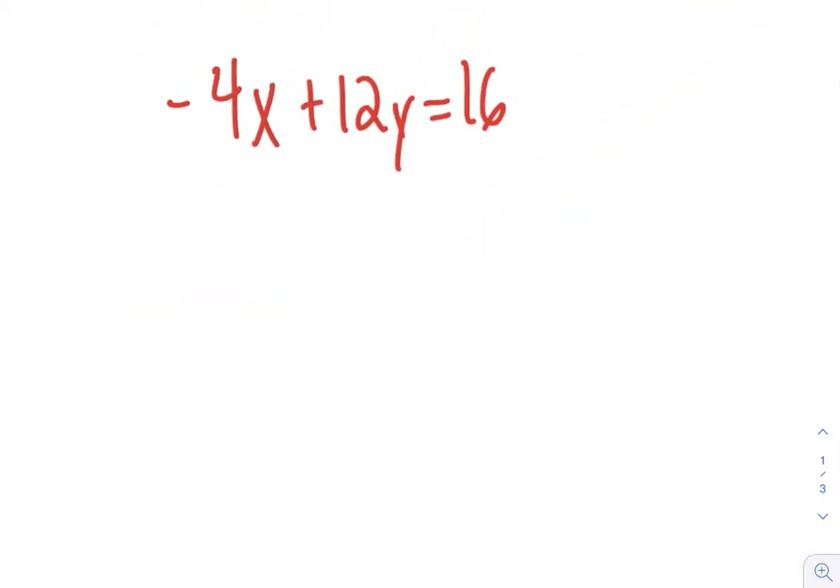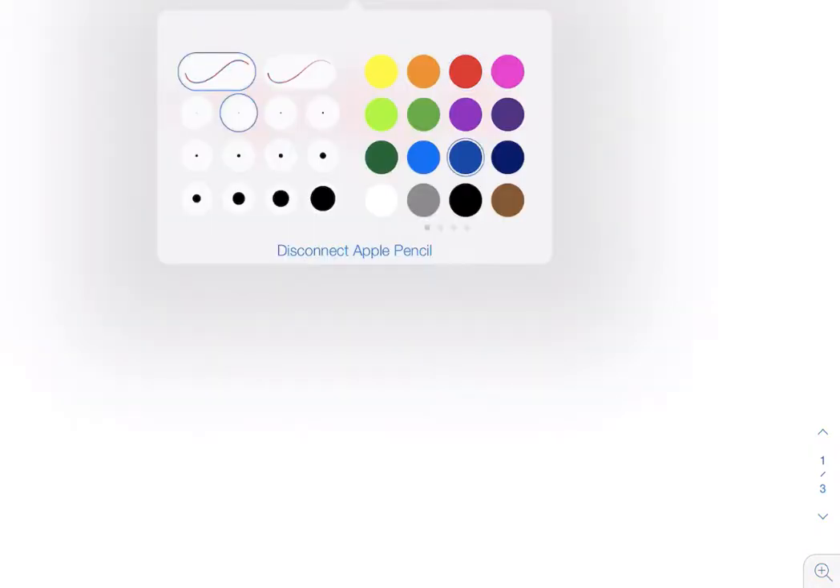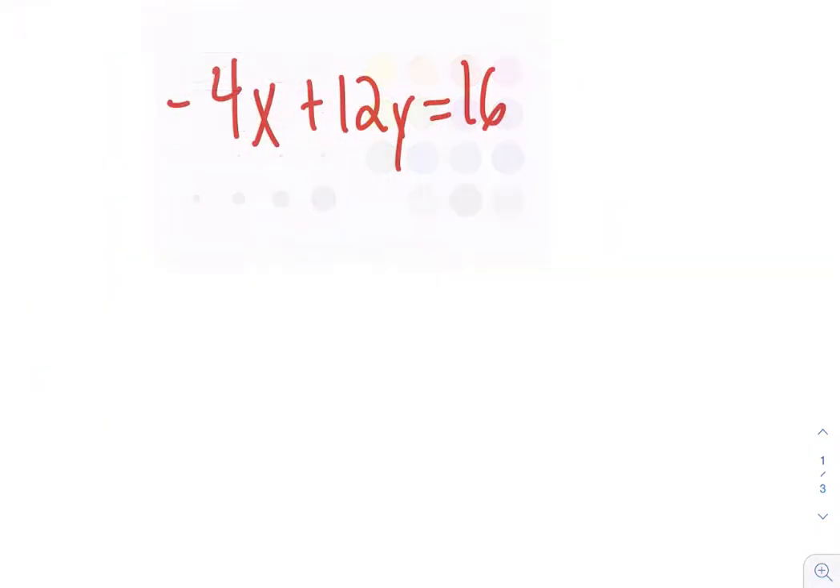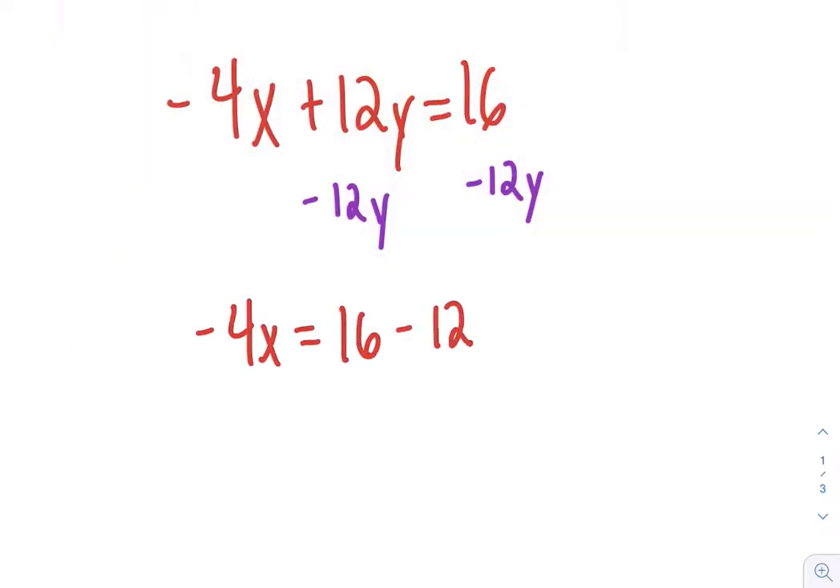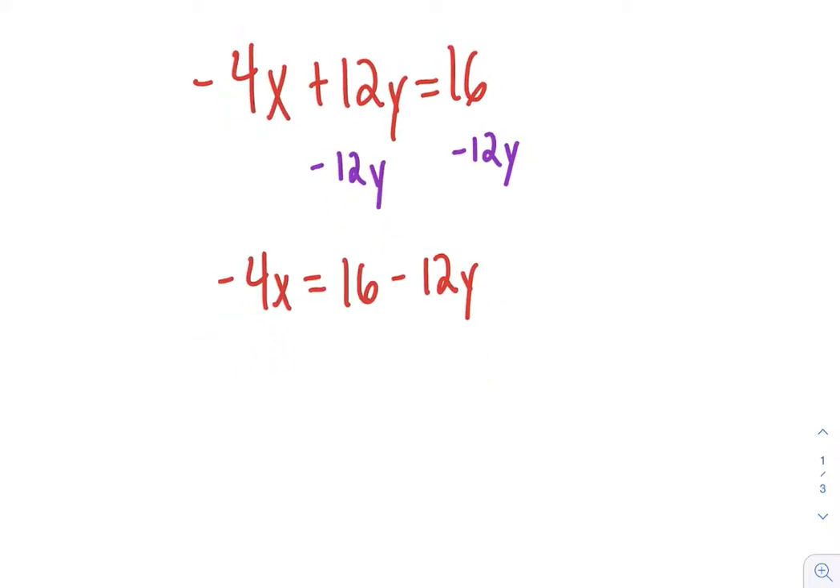So I'll focus in on this equation here. I am going to subtract 12y on both sides because I want to get the x by itself. So let me get rid of that y term. That leaves me with negative 4x equals 16 minus 12y. On the left side, the 12y and the minus 12y turn to 0 and leave me with just the negative 4x. On the right side, they're not like terms, so I can't combine them: 16 minus 12y. I could have also written negative 12y plus 16, but that's really just up to you.